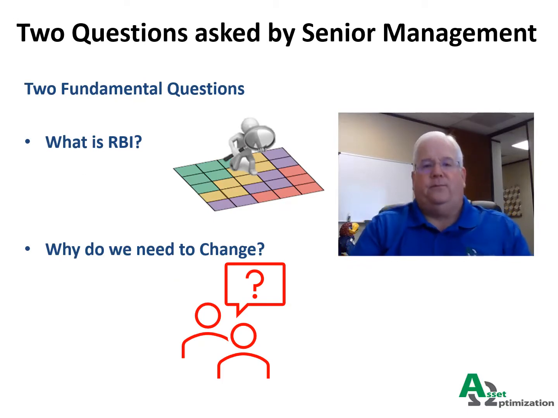The first two questions are, what is RBI? And why do we need to change? Every senior management team that I have been in front of talking about RBI always asks these same two fundamental questions. What is RBI is an easy one. It should be a risk assessment and management process focused on loss of containment. You mitigate these loss of containment risks through inspection and maintenance tasks, sometimes even capital replacement. The second question is a little bit harder to answer, although I suspect one of these answers will suffice.